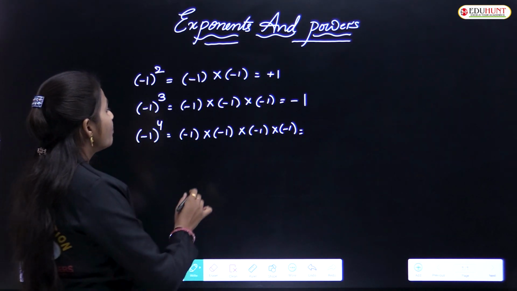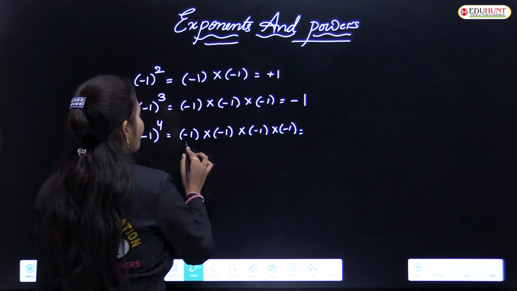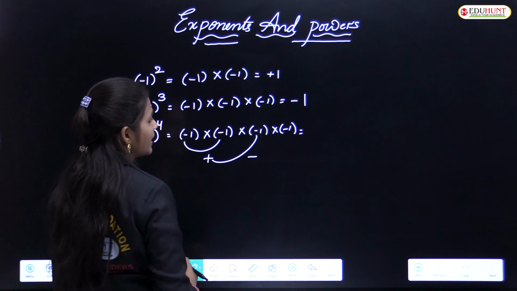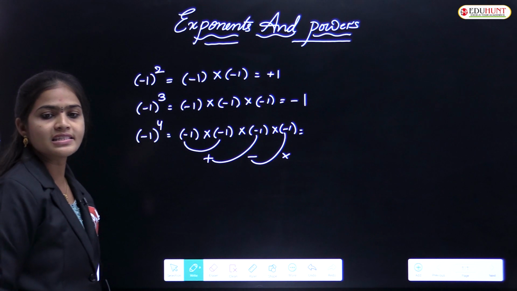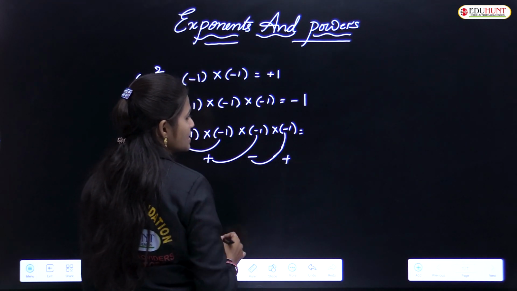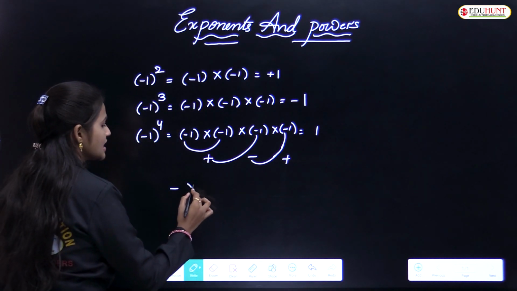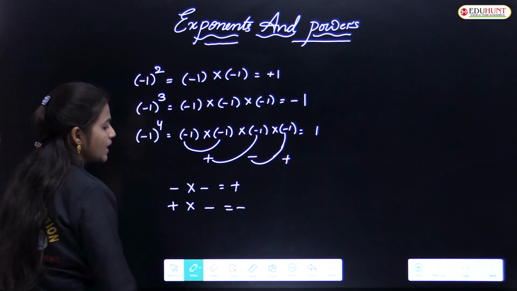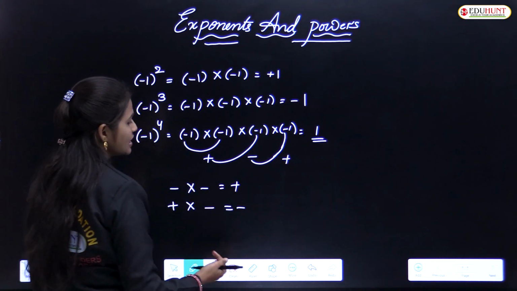Now minus 1 is multiplied by itself 4 times, no? So minus into minus is plus. Again plus into minus is minus. Again minus into minus is plus. So we will get positive 1. We know these conditions, right? Minus into minus is equal to plus, plus into minus is equal to minus. By using those conditions, here we are getting a positive 1.